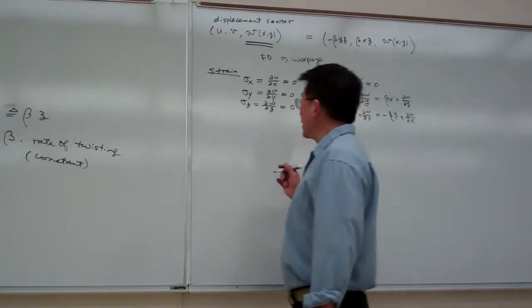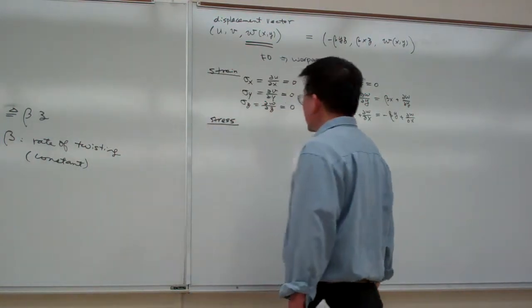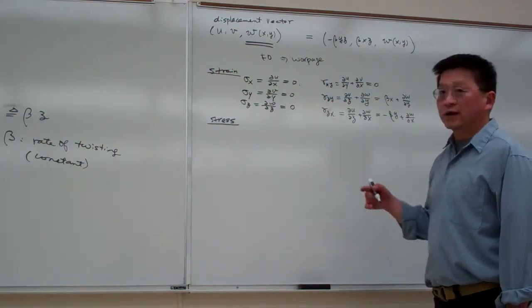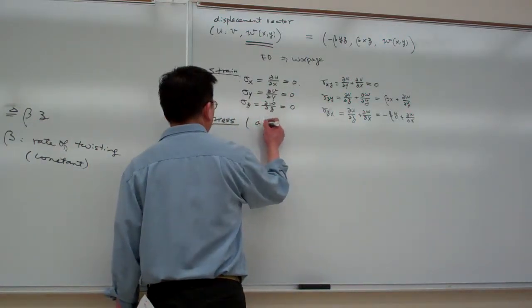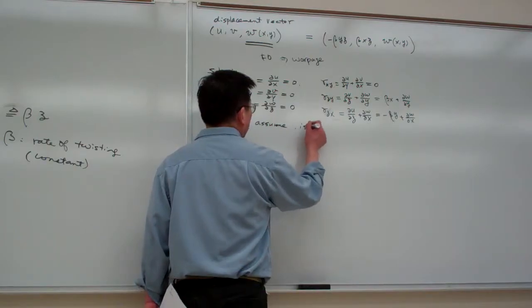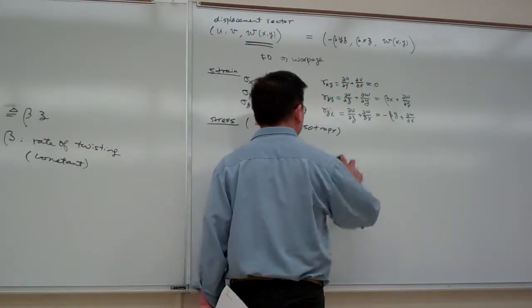Then we have strain, and then we can come up with stress. Basically, stress is the strain multiplied by the corresponding rigidity modulus. So from here, apply Hooke's law. We're assuming, for simplicity, an isotropic shaft.